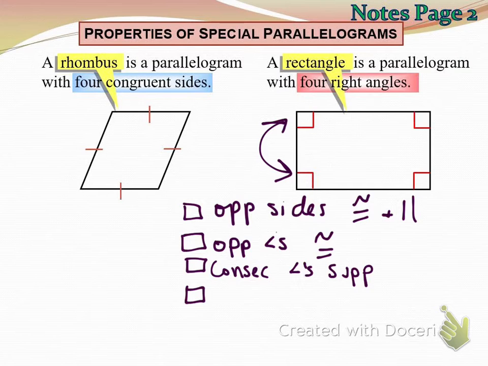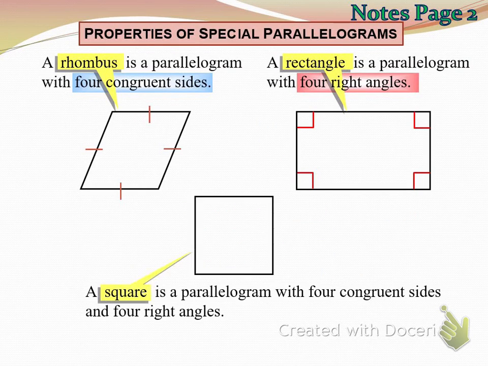When you take a rhombus and a rectangle and you put them together, they make a square. So a square is a parallelogram. It has 4 congruent sides like a rhombus, so it has all the properties of a rhombus. And then it has 4 right angles, which means it has all the properties of a rectangle as well. So when we learn the properties of a rhombus and a rectangle, they apply to a square. And I'll show you. You can flip to the next page.